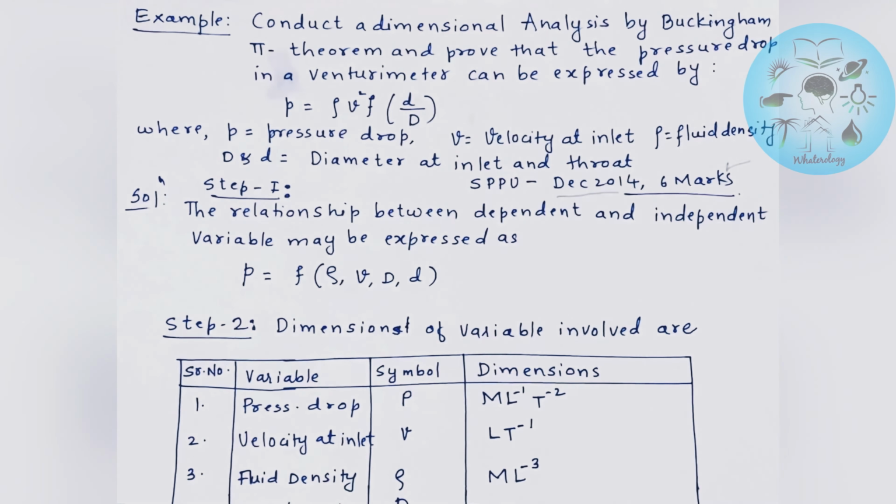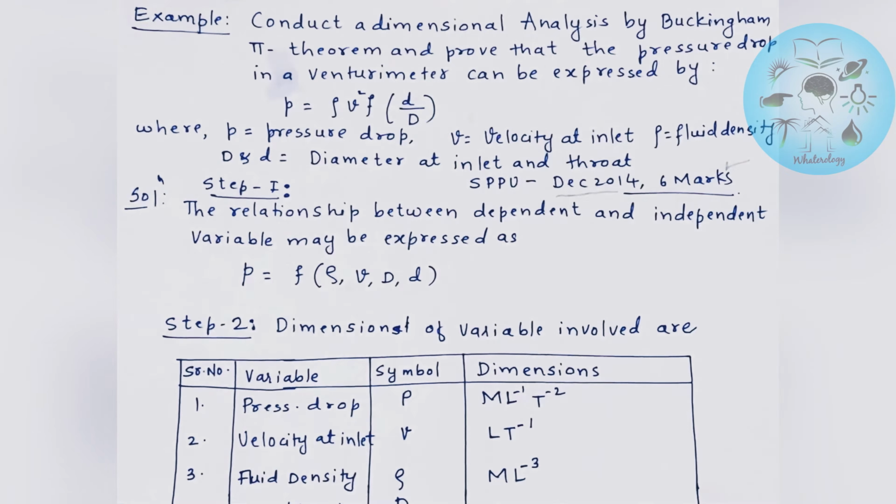In this statement, you can see there are two statements and one expression. So this is one category of numerical using the Buckingham pi theorem. In another category there may not be an expression. Here the expression is given, but in some cases there cannot be an expression. That type of numerical can be asked for 8 to 10 marks. Okay, so we will solve this numerical stepwise.